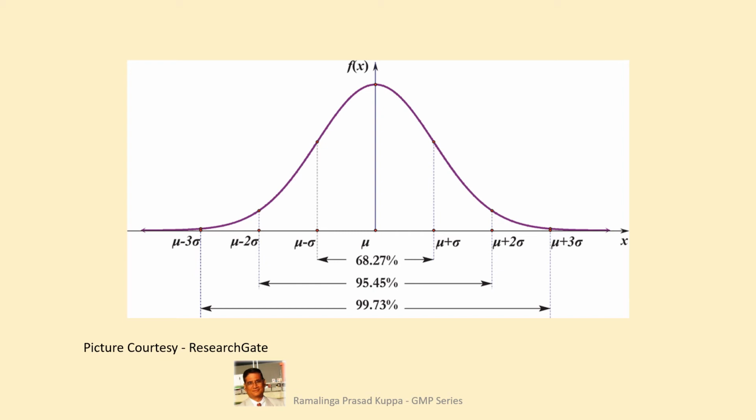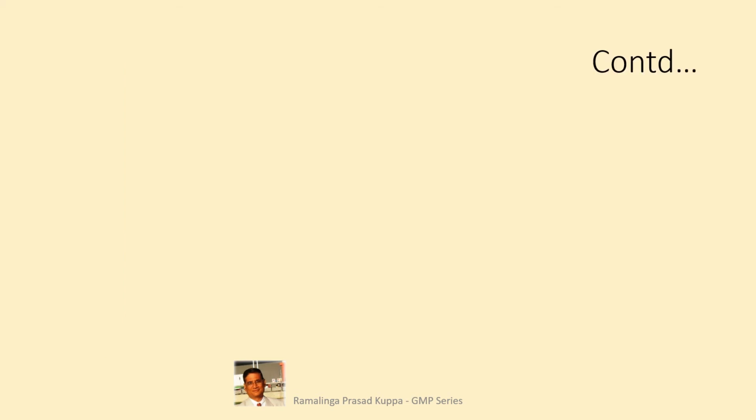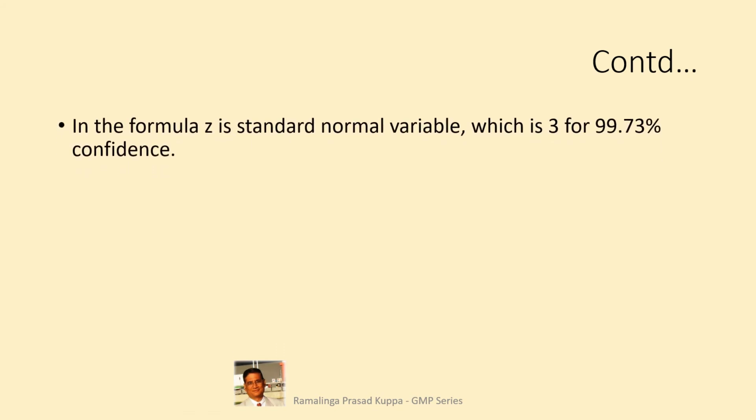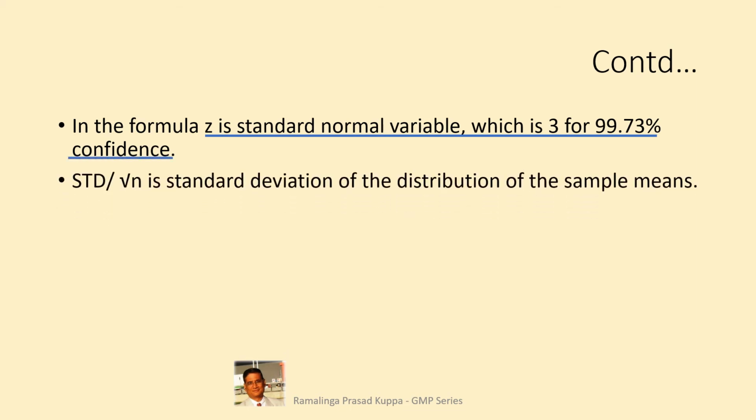Remember these figures for plus or minus 1 sigma, plus or minus 2 sigma, and plus or minus 3 sigma from the mean. Mostly we will be using 3 sigma values only for X bar graphs. In the formula, Z is the standard normal variable, which is 3 for 99.73% confidence. STD by root n is the standard deviation of the distribution of the sample means.